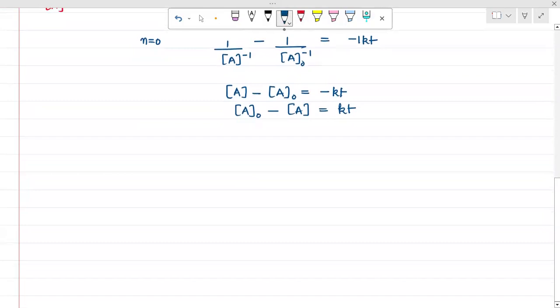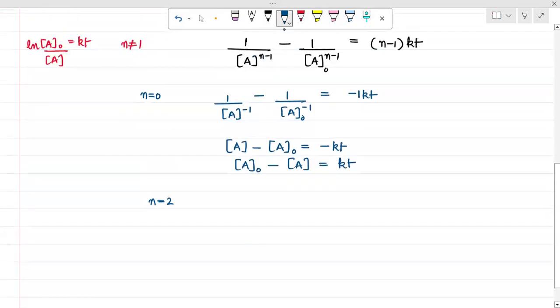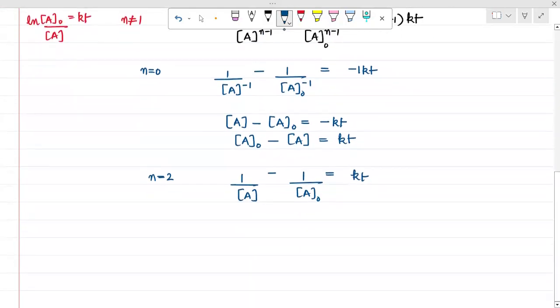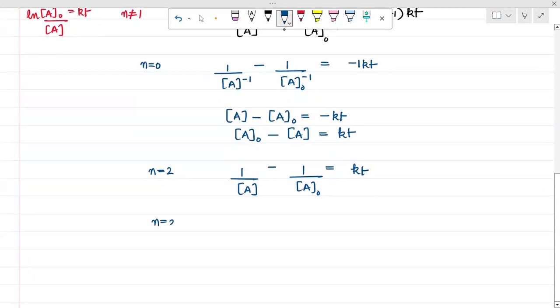What if the value of n is equal to 2? So 1 by final concentration to the power 2 minus 1, minus 1 by initial concentration to the power 2 minus 1, is equal to Kt. We derived this as well. Let's try n is equal to 3 as well. 1 by final concentration to the power 3 minus 1, minus 1 by initial concentration to the power 3 minus 1, is equal to 3 minus 1, that is 2, Kt.